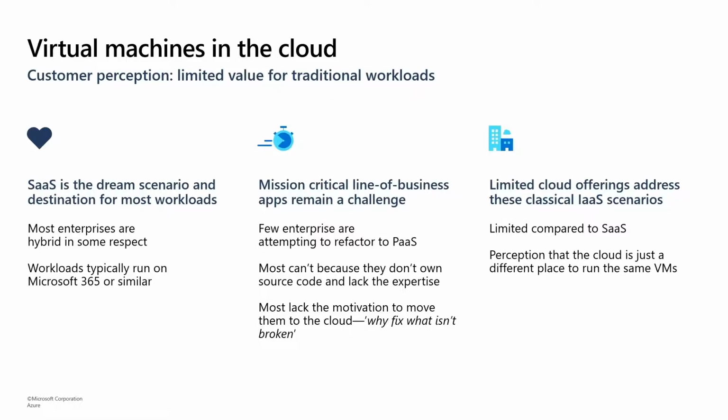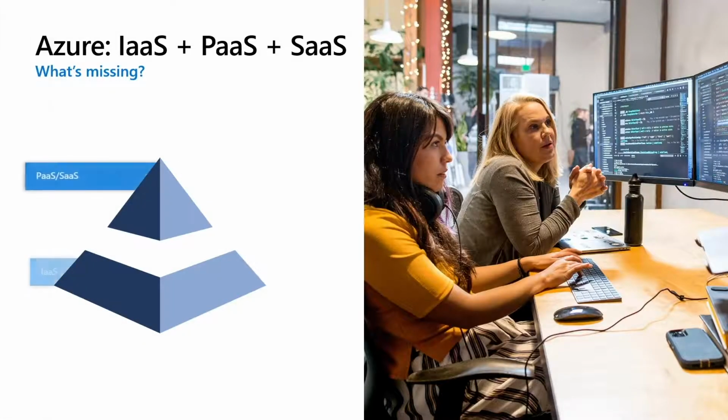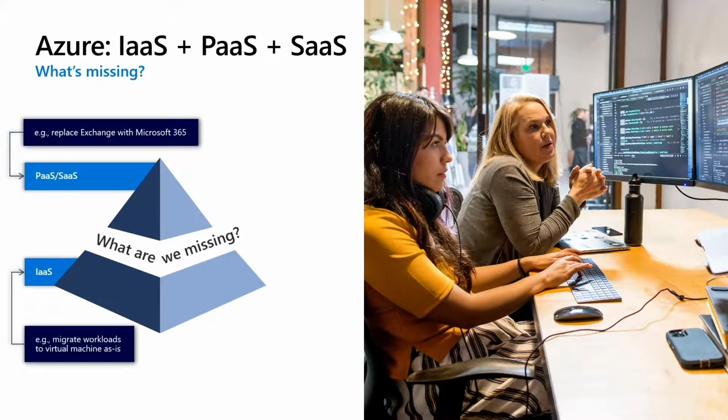So the question we came back and asked ourselves is, if Azure offers infrastructure as a service, platform as a service, and software as a service, what exactly is it that we're missing to make Azure a better place to run these traditional workloads?